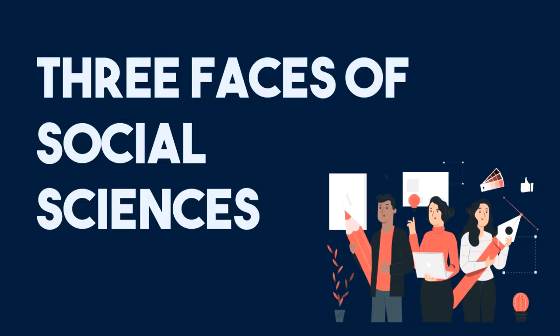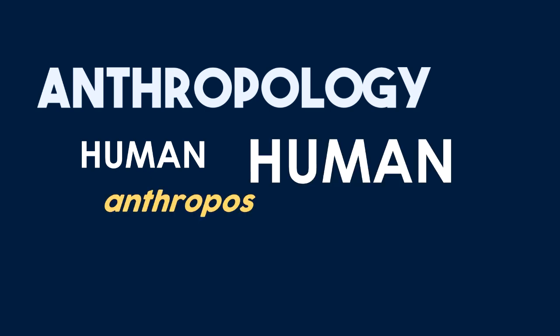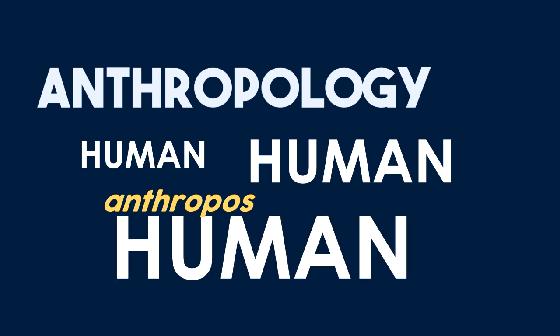Three phases of social sciences. The first one is anthropology. It is the study of human in various aspects. It is derived from the Greek word anthropos, which means human. So anthropology talks about human.